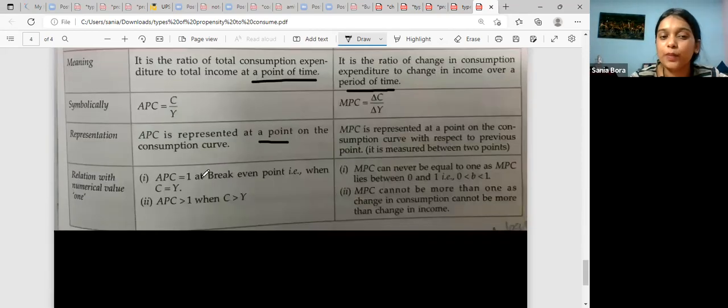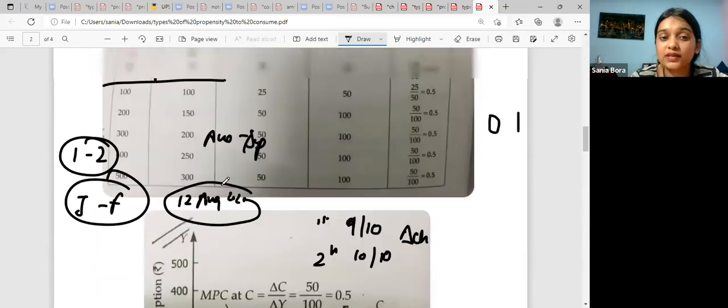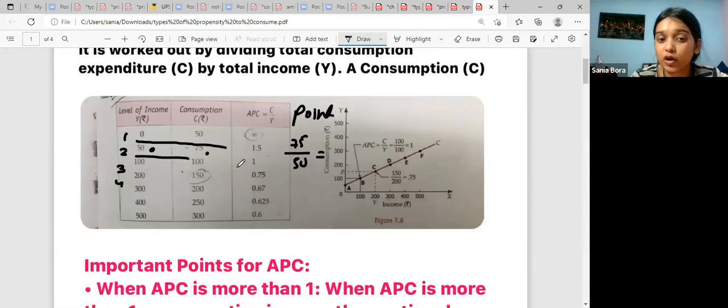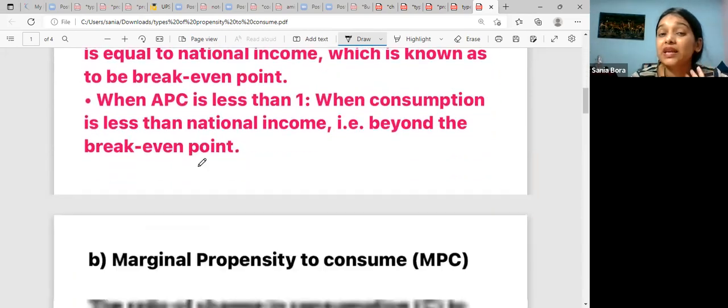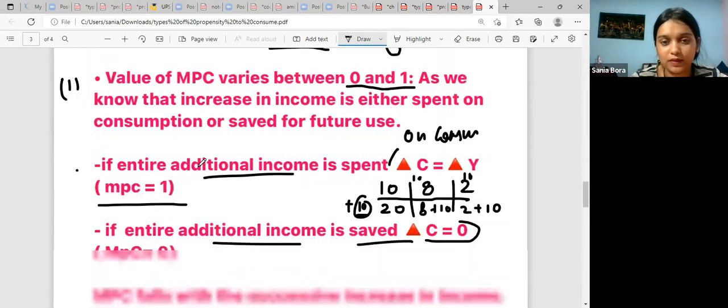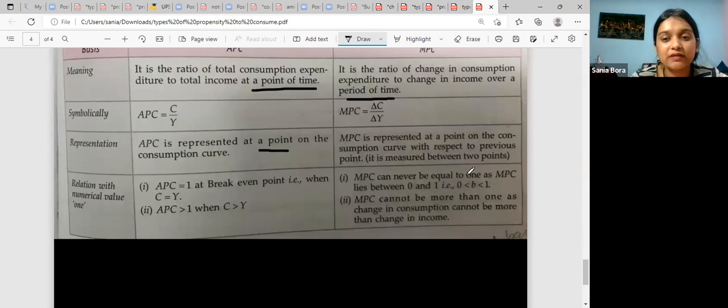But for APC, when you were solving APC, you got the answer 1, right? So APC can be equal to 1 when your consumption is equal to your income. But MPC can never be equal to 1, because it lies between 0 and 1. And APC can be more than 1 when your consumption is more than income. MPC cannot be more than 1, as change in consumption cannot be more than change in income, right?